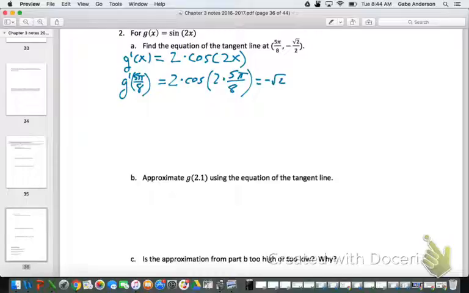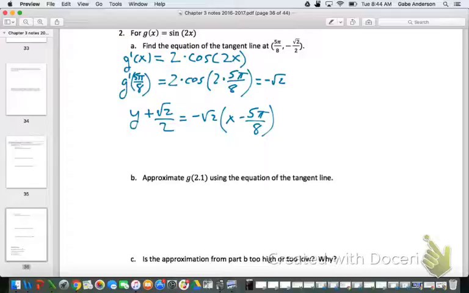All right, so then our final step in part A would be to write the equation of the tangent line. So that would be y, I guess it would be plus, wouldn't it? Y plus root 2 over 2 is equal to negative root 2 times x minus 5 pi over 8. And that's the equation of the tangent line. Should be able to do that without a calculator and hopefully do well. So there's that. Any questions on that part?